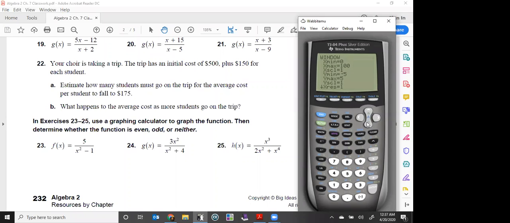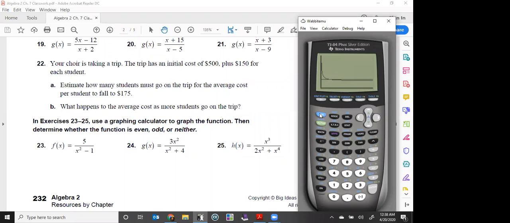Y value is the cost. Well, 0 is the lowest it could be. The largest, I'm going to say, is, well, if it's 150 per student and only one student went, it would be 650. So let's go with that, 650. Okay, so there's the equation of my cost. Oh, and there it crosses. So you see, 175 crossed the equation of how much it cost.